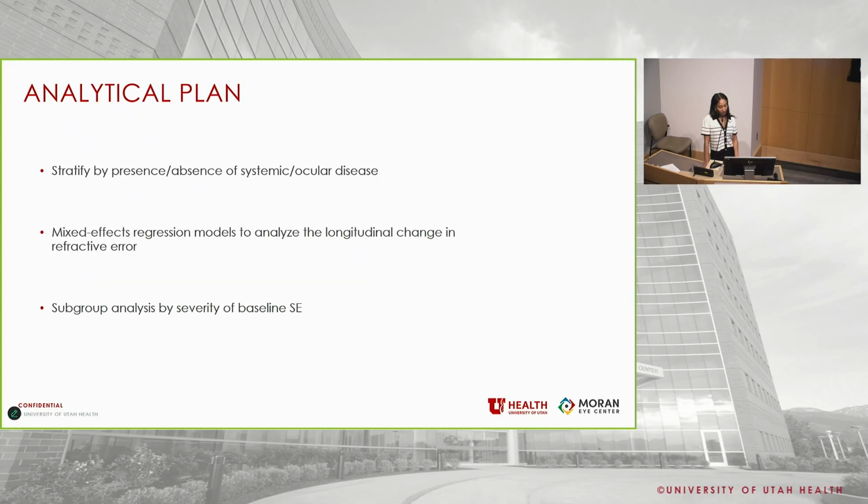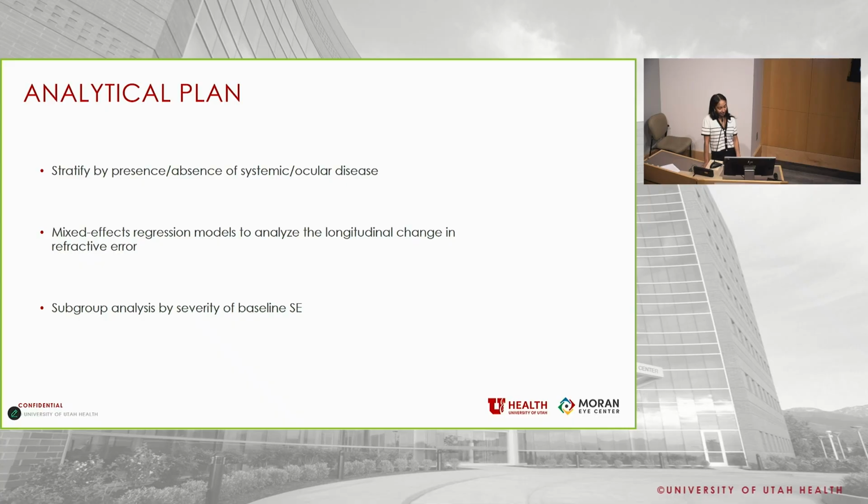So for our analytical plan, we're planning on stratifying kids by presence or absence of systemic as well as ocular diseases and model longitudinal change using mixed effects regression. Subgroup analysis will also focus on kids with extreme baselines for spherical equivalent to see if their trajectories truly differ or not.